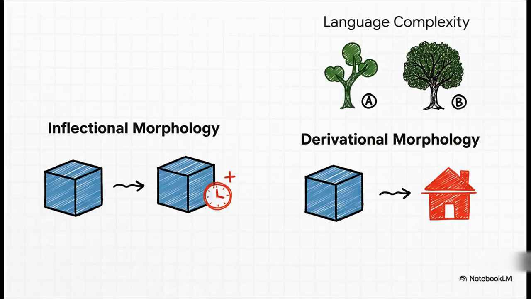So, to recap morphology, it's all about how words are built. Inflection is for grammar, derivation is for making new words. And remember, this can get really different depending on the language. English morphology is actually pretty simple, but in a language like Sinhala, it's incredibly rich and complex. One single verb can have tons and tons of different forms.